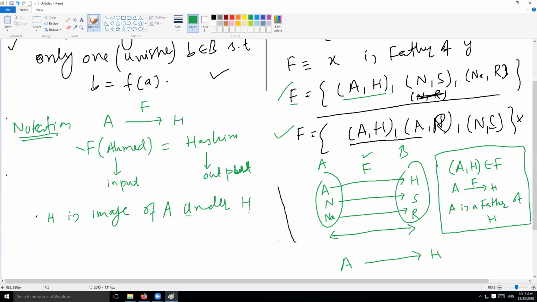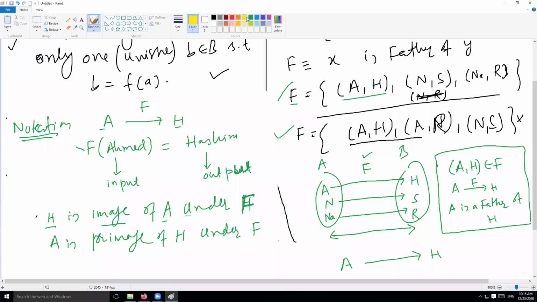under F, right? So what is the relationship of H? H is the image, sorry, under F actually. So H is an image of A under F. And A is the pre-image of H under F. Okay, so if I'm saying that A is related with H, then H is the image of A, and A is the pre-image of H.